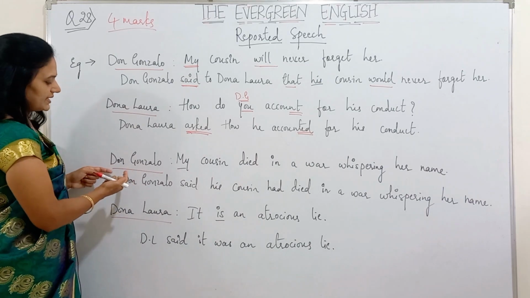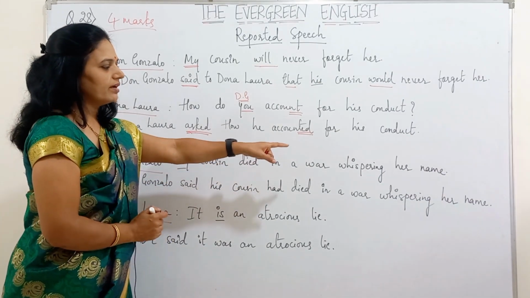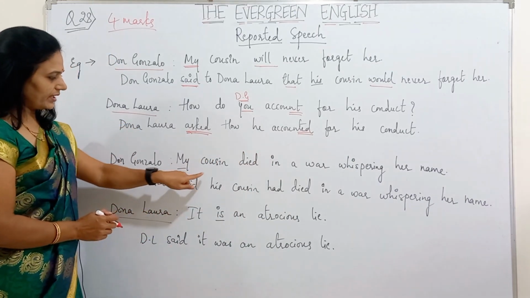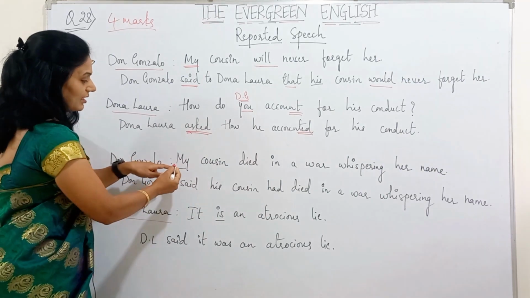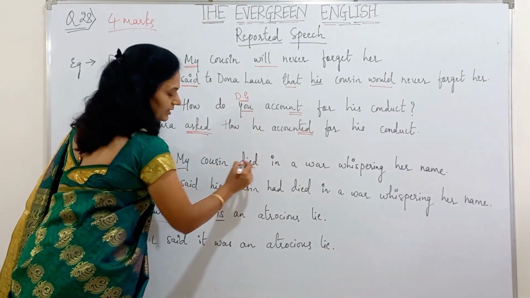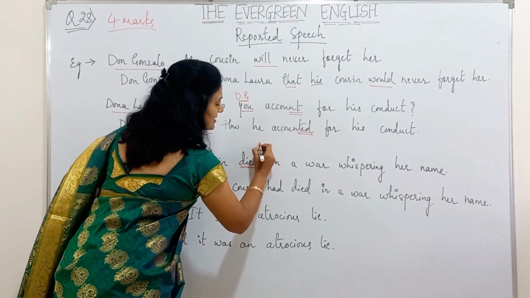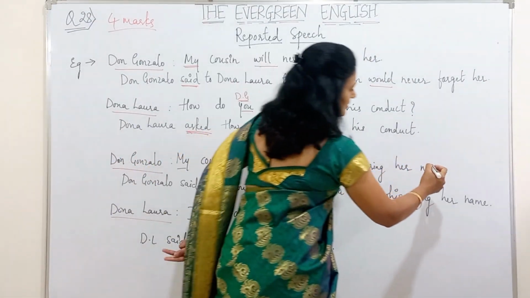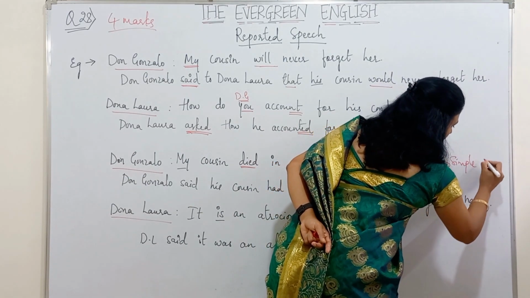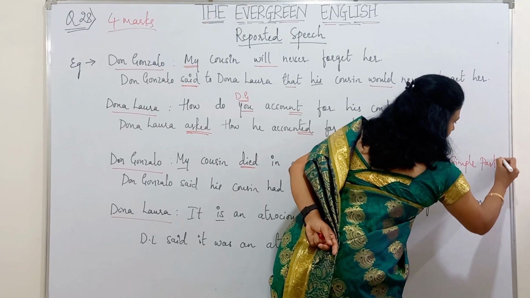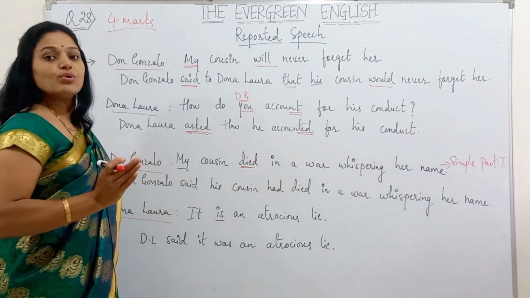Then, third sentence, what does Don Gonzalo say? My cousin died in a war, whispering her name. Okay, what kind of sentence is this? Identify the tense. My cousin died. What tense is this? This is simple past tense. Here I will write. See. It is simple past tense. Simple past tense changes to, what's the rule?